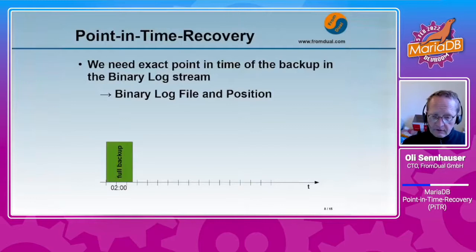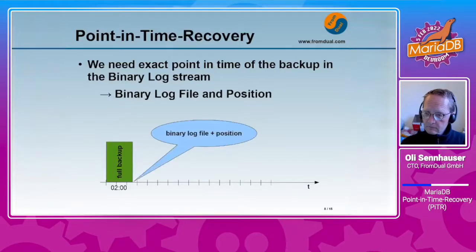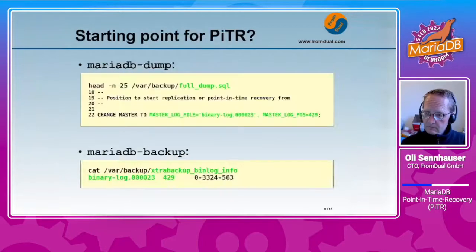So here I made it graphically. We have our backup, which is restored at 2 o'clock in the morning. So that's what we get after the restore, and now we are missing the other part. So we have to figure out what binary log file at what position belongs to this backup. So now, starting point, how do we get that technically?